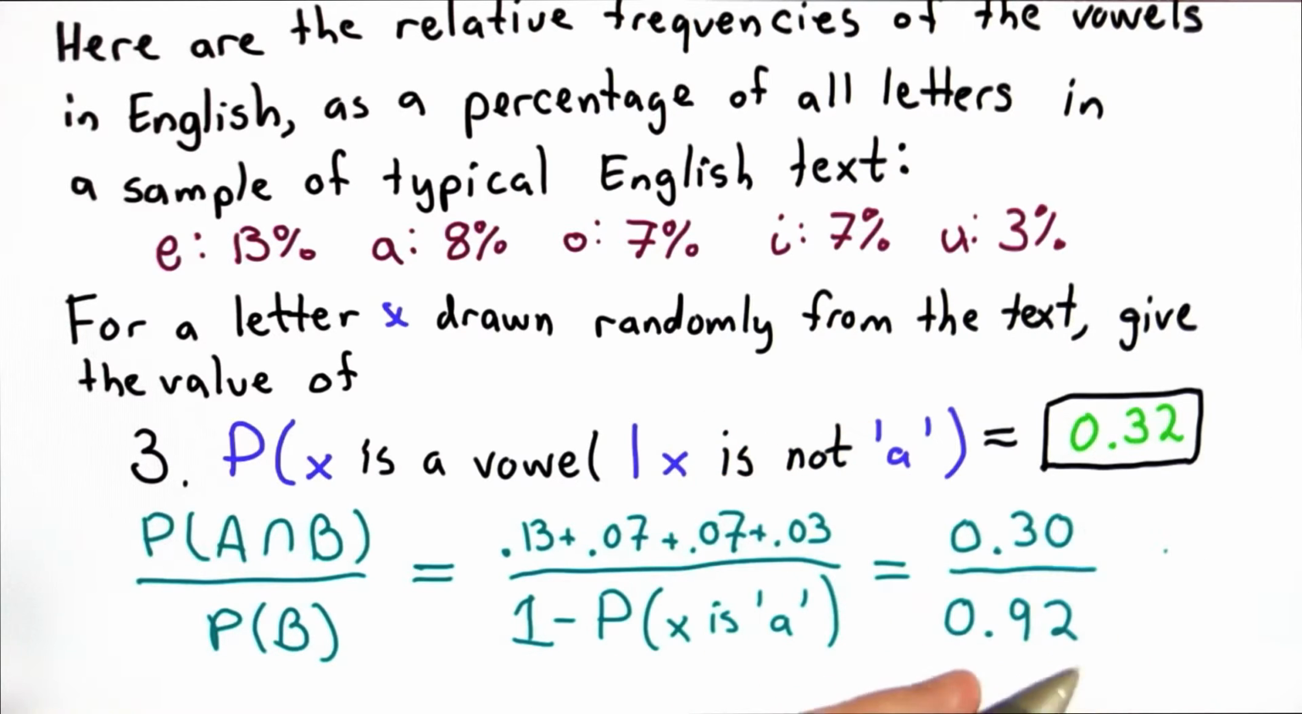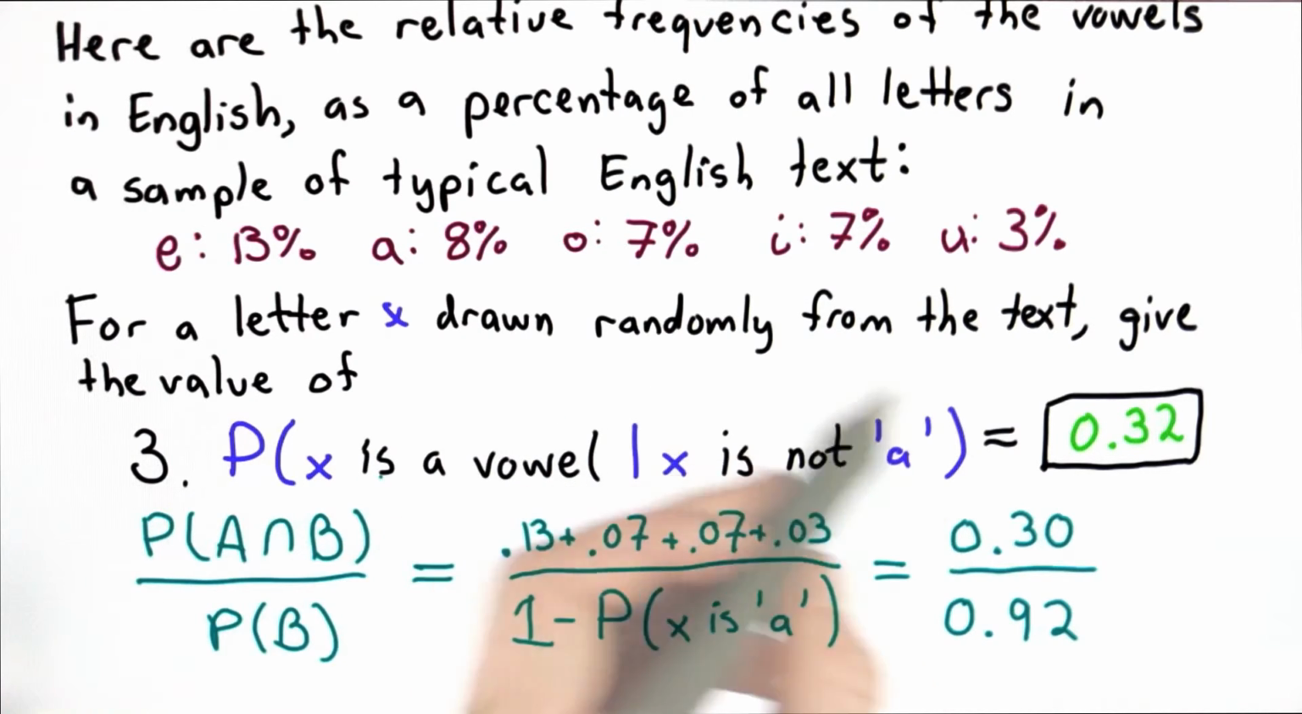And this makes sense. Previously, we computed the probability that X is a vowel by itself was 0.38. If we know X is not A, we expect that probability to go down, which is why we get the lower value, 0.32 here.